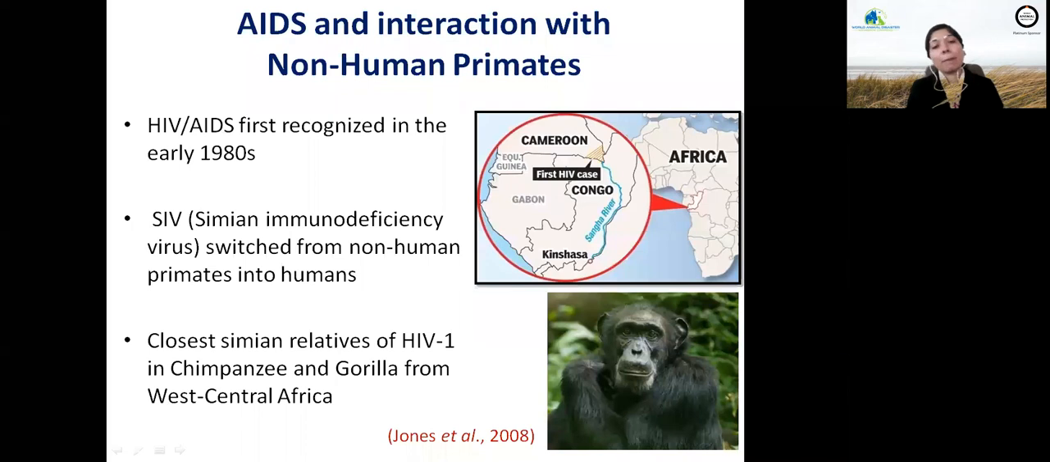The second example is AIDS. AIDS right now is the most serious public health threat around the world. It was first recognized in the early 1980s, and it is also a zoonotic infection. It has been observed that it was host switching of SIV, simian immunodeficiency virus, from non-human primates into humans. There are two types, HIV-1 and HIV-2. HIV-2 is restricted to West Africa, but HIV-1 is global, and it has its closest simian relatives in chimpanzees and gorillas. Unlike HIV-infected humans, SIV-infected non-human primates are usually asymptomatic, but they have a high level of viremia that can result in cross-species transmission.